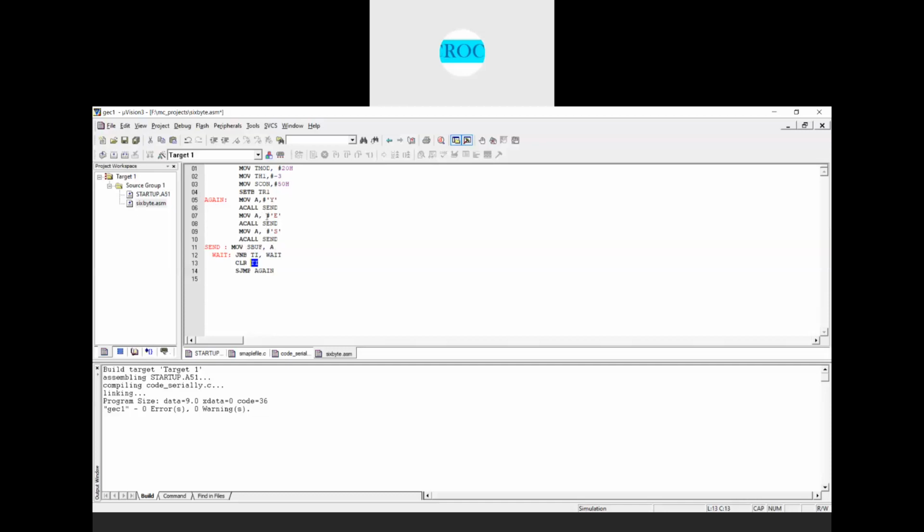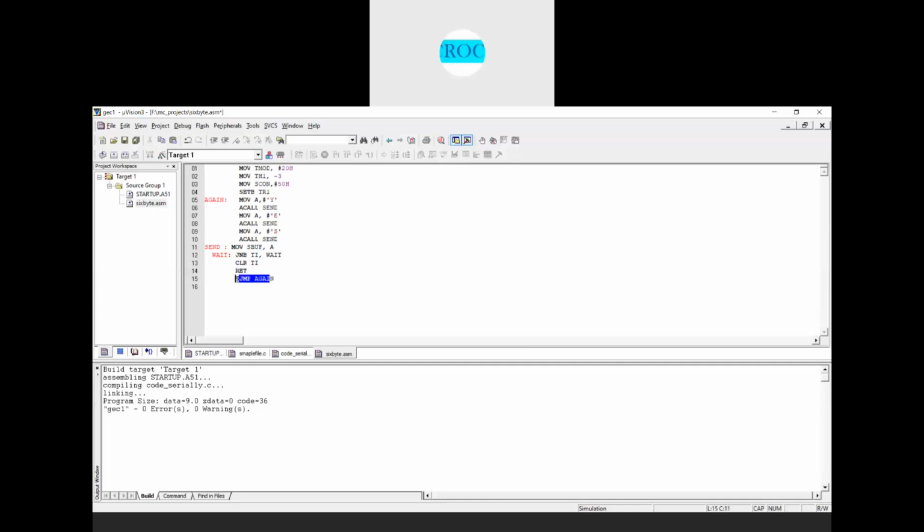Next one, again MOV A, #'E', ACALL send. It will come again to send, MOV SBUF, A. The hexadecimal equivalent of E will be stored in the accumulator, and that is copied into the SBUF register. And again you keep on monitoring the interrupt flag. If it is set, it means that the character E has been transmitted. Now you clear the TI flag, again you go there, right? Since it is a subroutine, we have a return here.